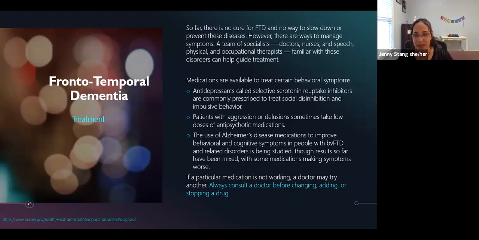The use of Alzheimer's disease medications to improve behavioral and cognitive symptoms in people with bvFTD and related disorders is being studied, although results so far have been mixed, with some medications making symptoms worse, okay? Which is why it's so important to know if your loved one is experiencing Alzheimer's or some of these other dementias, because Alzheimer's medications are not always going to work for everybody experiencing dementia. So if a particular medication isn't working, a doctor might try another, but always consult with a doctor before changing, adding, or stopping a drug, okay?